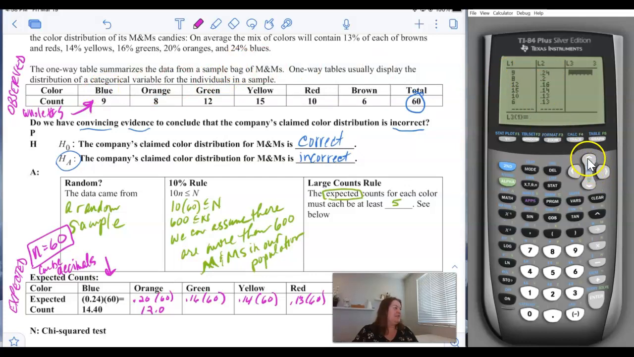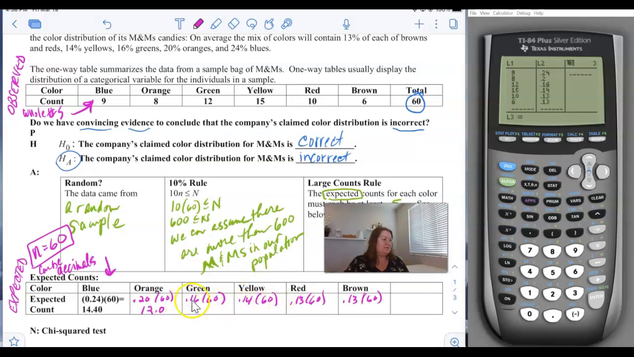So then when I go over to list 3, I could just say, hey, what are we doing? On each one, we're doing 60 times whatever the percentage is. So up at the top, I'm just going to say 60 times whatever was in list 2. There are my expected counts. There's the 14.4, there's the 12.0. Continuing on, we've got 9.6, we've got 8.4, we've got 7.8 and 7.8.